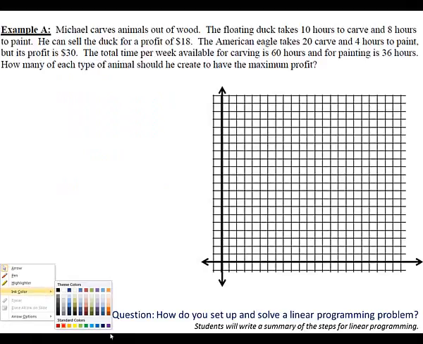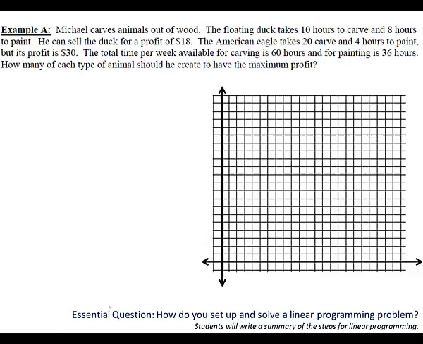So we've got Michael, and he's carving animals out of wood. The floating ducks take 10 hours to carve and 8 hours to paint. He can sell the duck for a profit of $18. An American eagle takes 20 hours to carve and 4 hours to paint, but his profit is $30. The total time per week available for carving is 60 hours, and for painting is 36 hours. How many of each type of animal should he create to have the maximum profit? So there's a lot of numbers and information going on there.